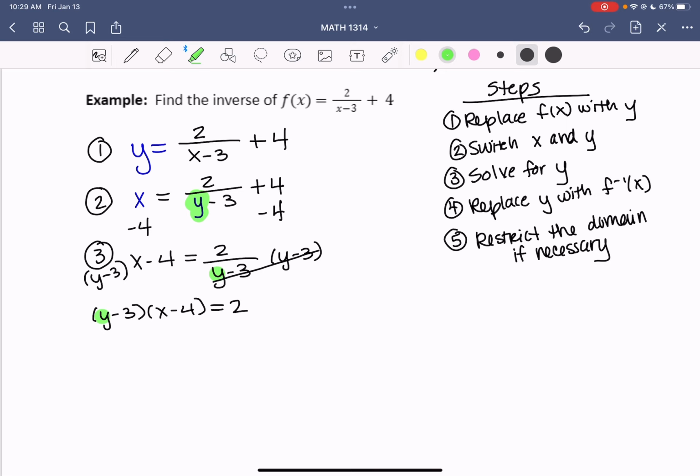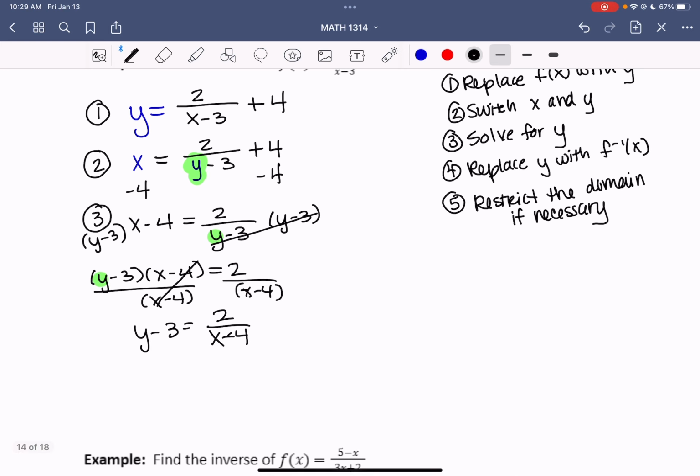I've got this y right here. Well, I really need to get rid of that x minus 4. Instead of multiplying, we're going to do the reverse. I'm going to divide both sides by x minus 4. So that gives me y minus 3 equal to 2 over x minus 4. We did create a new fraction, but that's okay. We're not going to freak out about it. Our goal is to get this y by itself. So last step, I'm going to add a big 3 to both sides. So that lands me at y is equal to 2 over x minus 4 plus 3.